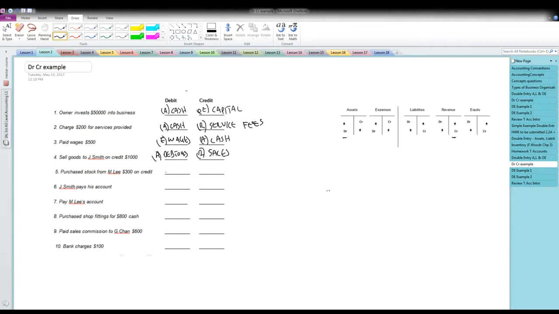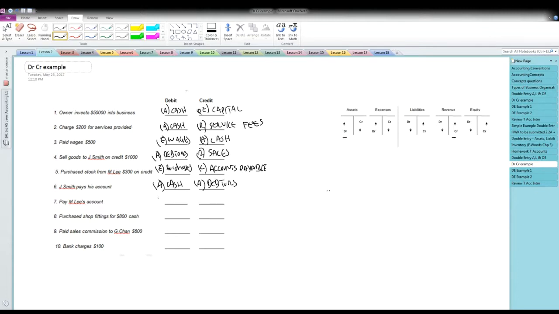Purchase stock from Emily on credit. So we have a debit to the expense of purchases, which is an expense which is increasing, and we have a credit to the liability of accounts payable, or creditors, because that's increasing. J. Smith pays his account, so we're getting an asset of cash, which is increasing, so that's our debit. Our asset of debtors is decreasing, so that is our credit.